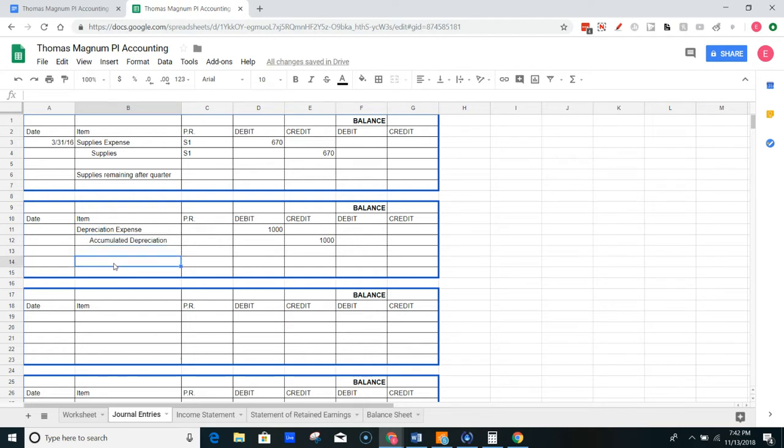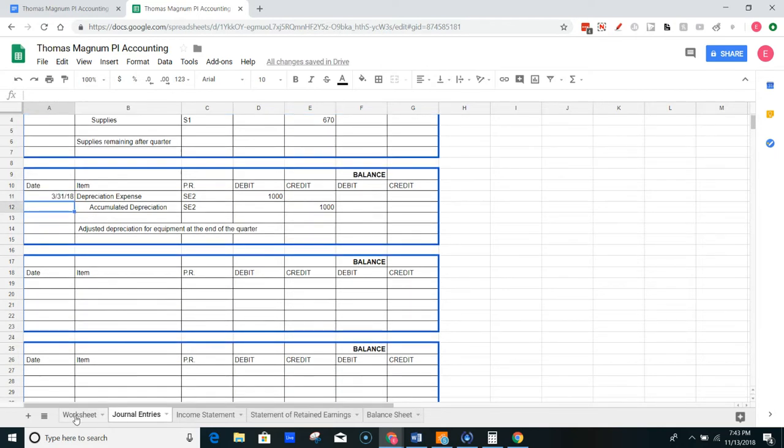And then down here, I'm going to note, and I'm going to say equipment adjustment, adjusted depreciation for equipment at the end of the quarter, something like that. And then I put in my entries, standard entry 1, or I'm sorry, that would be standard entry 2, not 1, because I know that this is going to happen every single month. That's why it's a standard entry. And I pop in my date. We're good to go. All right, let's move on, get our next journal entry.